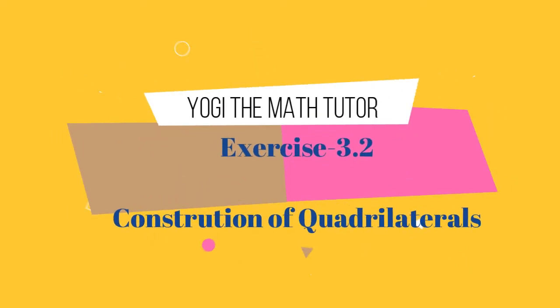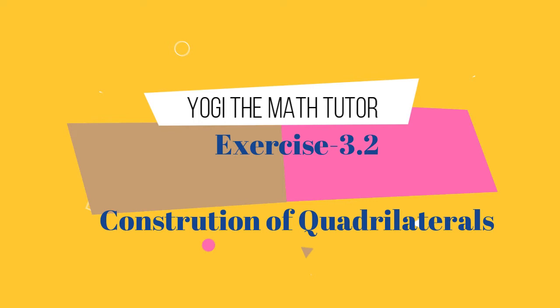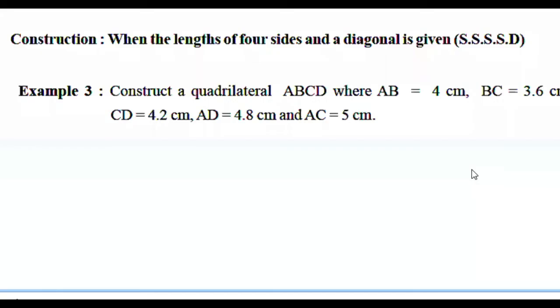I'm going to explain about the construction of a quadrilateral when the length of four sides and a diagonal is given. That is S, S, S, S and D.